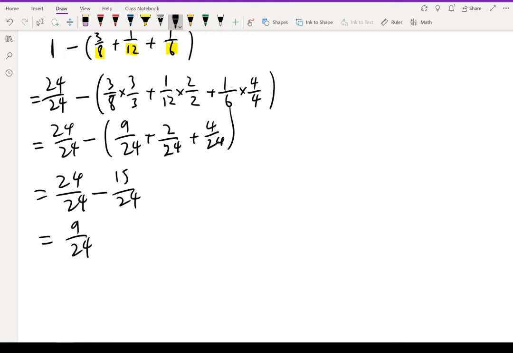And so lastly, we have to simplify. Okay, so there is a common factor in between 9 and 24. We can divide top and bottom by 3. Okay, so once you divide top by 3, that's 3. Once you divide bottom by 3, that is 8. So he spends 3/8 of his time sleeping. Okay, so we have to lastly answer the question. Tom spends 3/8 of his day sleeping.